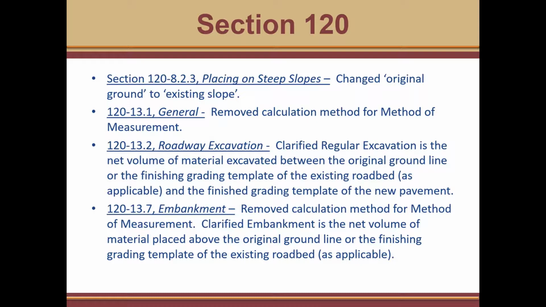In 120.13.1, we removed the calculation method for method of measurement. In 120.13.2, we clarified regular excavation is the net volume of material excavated between the original ground line or the finished grading template of the existing road bed as applicable and the finished grading template of the new pavement. In 120.13.7, we removed the calculation method for method of measurement. Clarified embankment is the net volume of material placed above the original ground line or the finished grading template of the existing road bed as applicable.